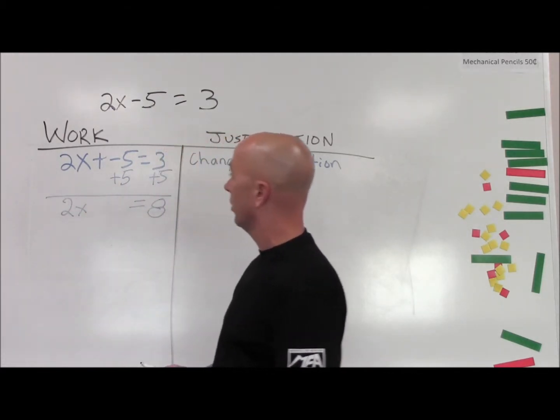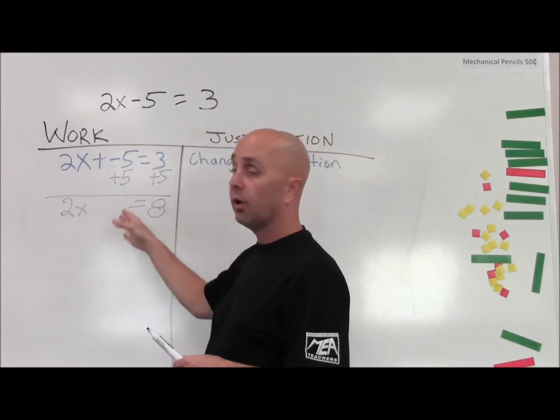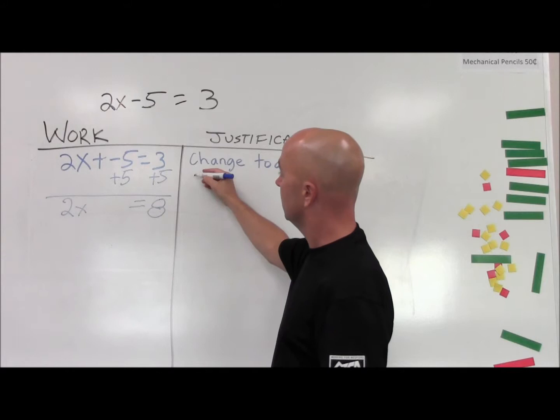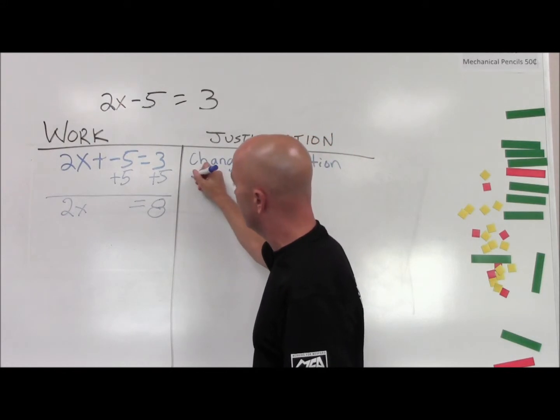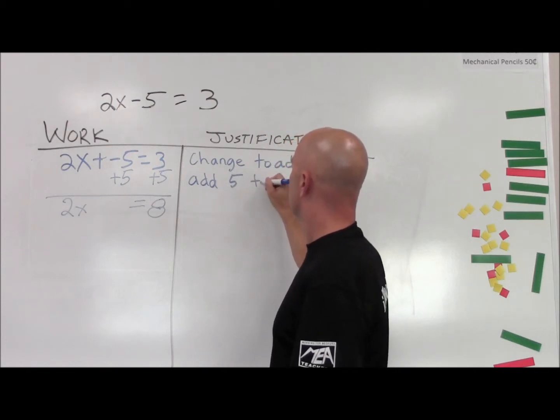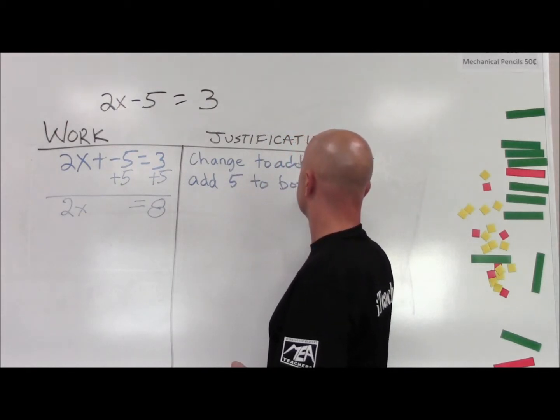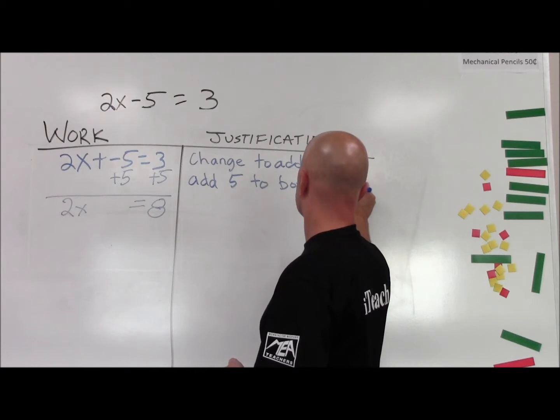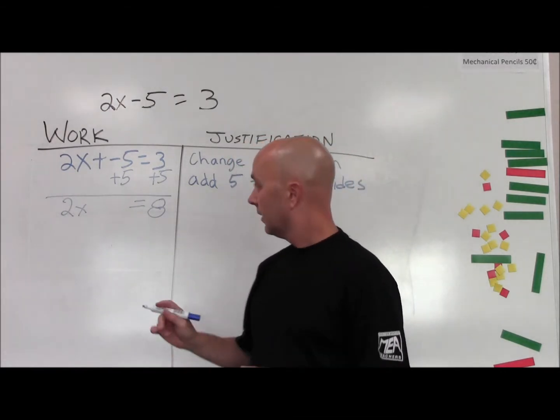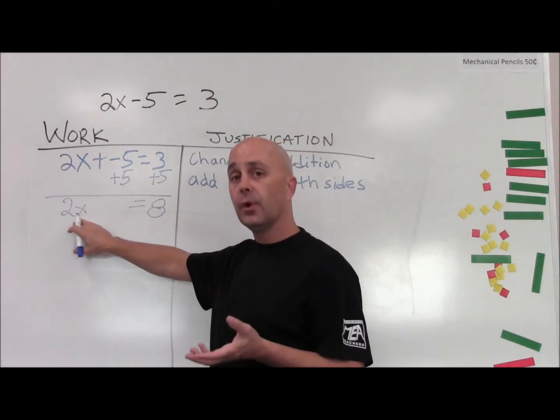Notice that when I show my work, it's all straight down in what we call vertical form, so it's easy to read in the language of math. My justification for this, what I did was I added 5 to both sides. Okay? Now, in my next step, I've only got one more operation to undo.